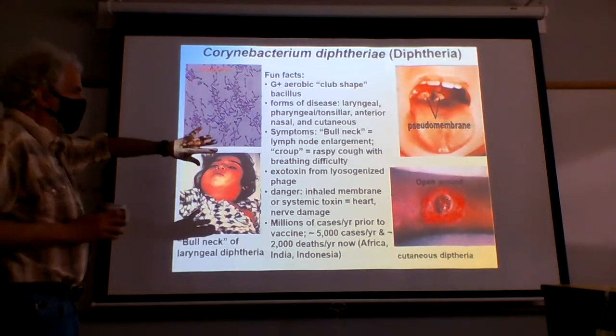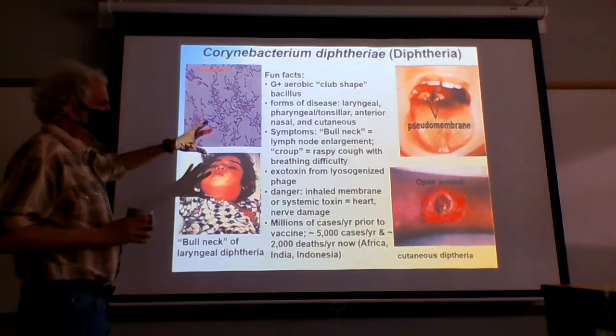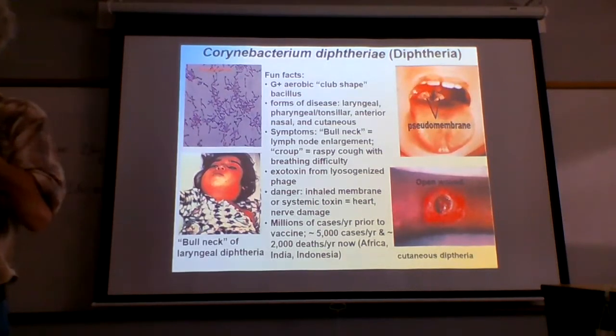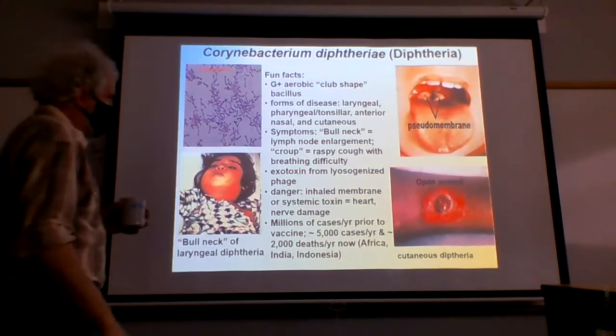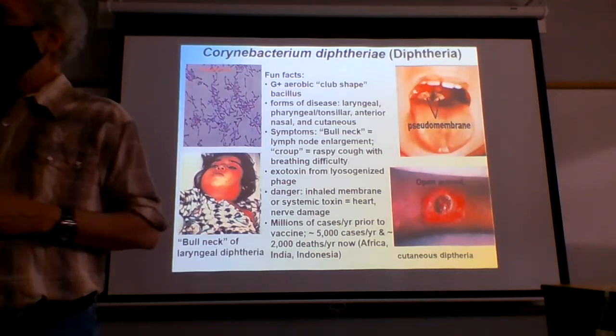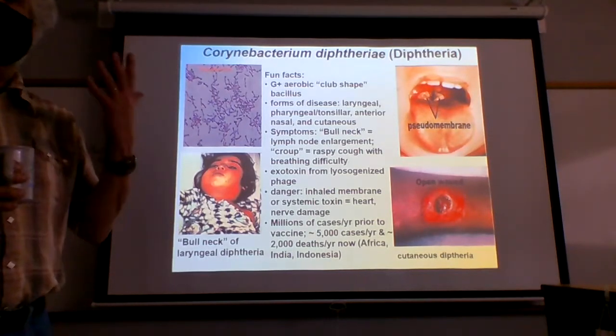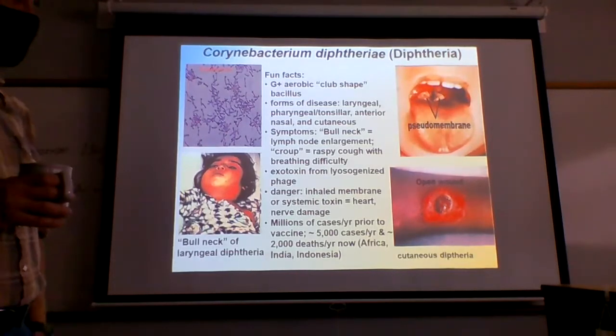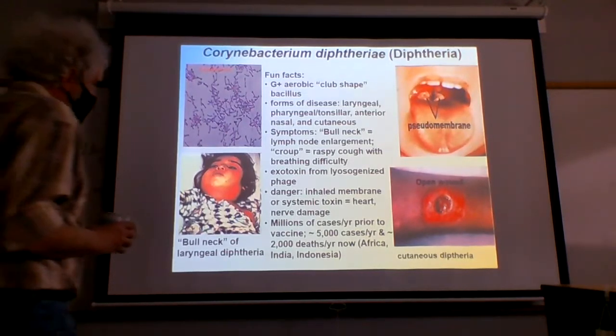Because of the inflammation, it results in lymph nodes enlarging in the neck, and that is referred to as this bull neck phenomenon or diagnosis. You get a really raspy cough with breathing difficulty. It used to be referred to as croup, and just sort of the hacking sound.